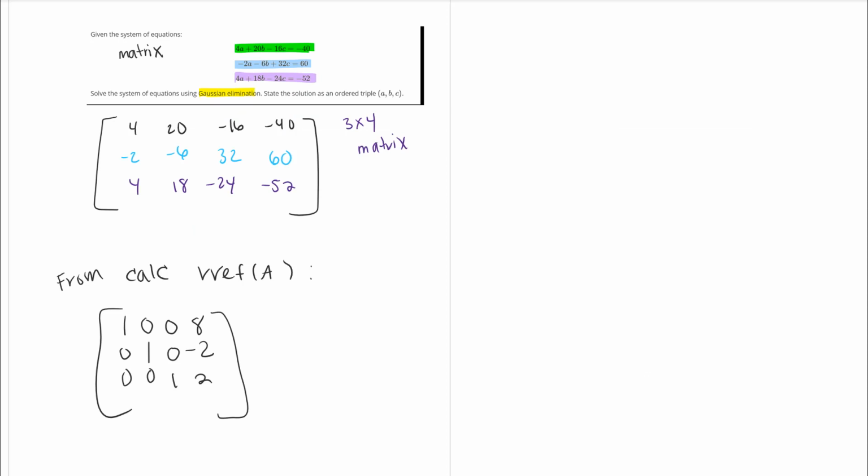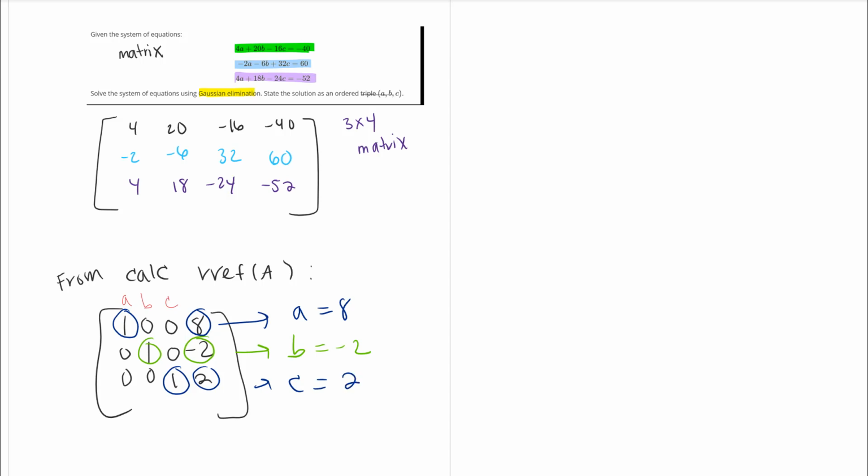Then from here, remember you had your A, your B, and your C value. So let's say this was your A, your B, and your C value and what everything was equal to. This first row tells you that your A value is equal to 8. The second row tells you that your B value is equal to negative 2. And that last row tells you that your C value is equal to 2.